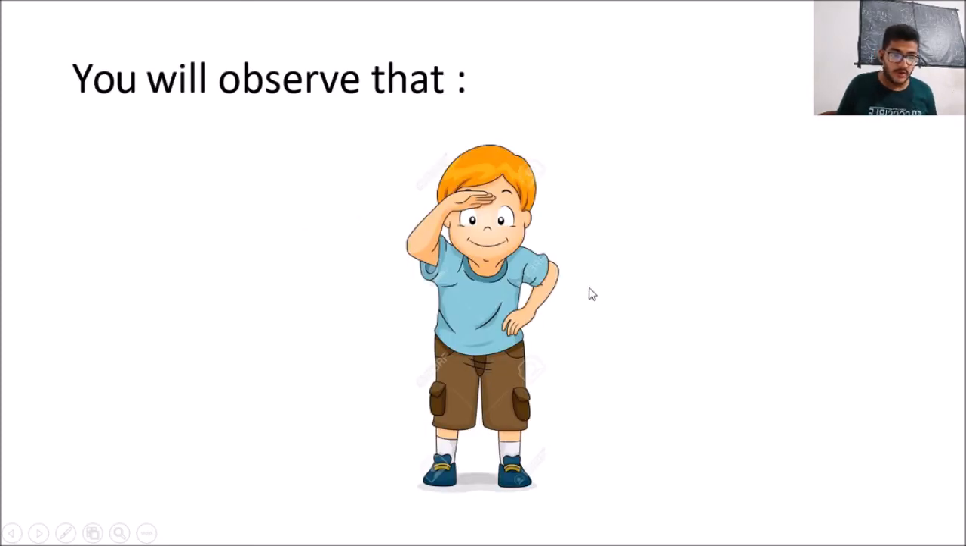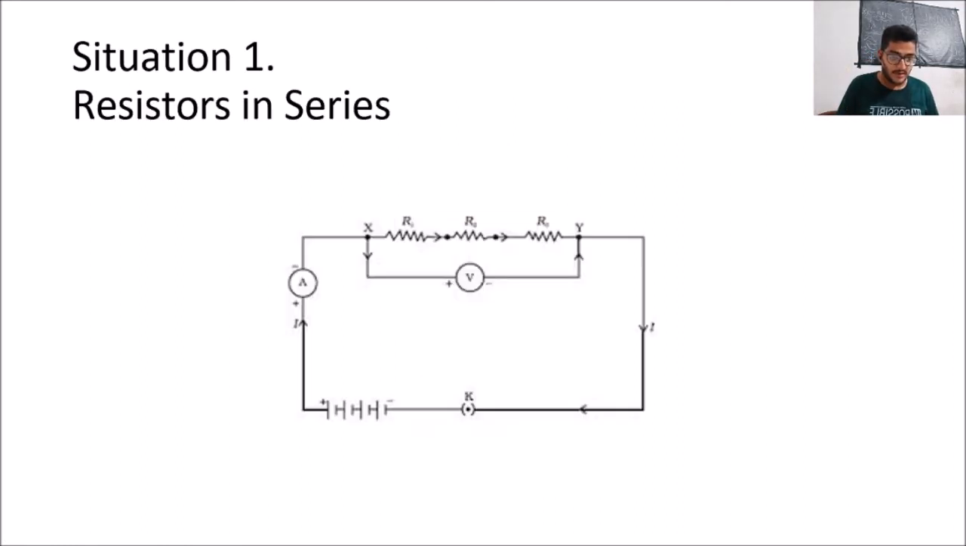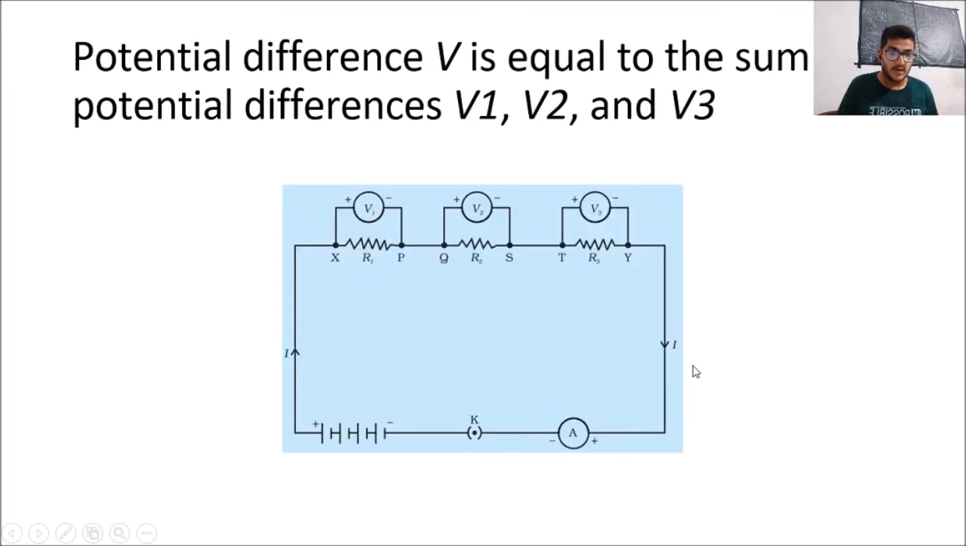And you will observe that the current remains the same throughout the whole circuit. The potential difference is equal to the sum of V1, V2 and V3. Resistor 1 has V1, resistor 2 has V2, and resistor 3 has V3. So the voltage difference V will be V1 plus V2 plus V3.